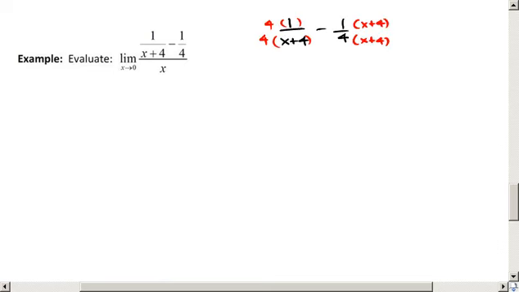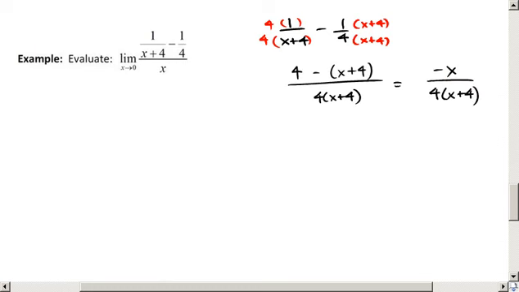Okay, so the fraction on the left needs to get multiplied by 4, the fraction on the right needs to get multiplied by x plus 4 in order to get a common denominator to add these together. Alright, when I combine everything together and simplify, I end up with negative x over 4 times the quantity of x plus 4. So basically everything that is here in the numerator of the original expression, I'm going to substitute with this and see if I can get a nice cancellation.